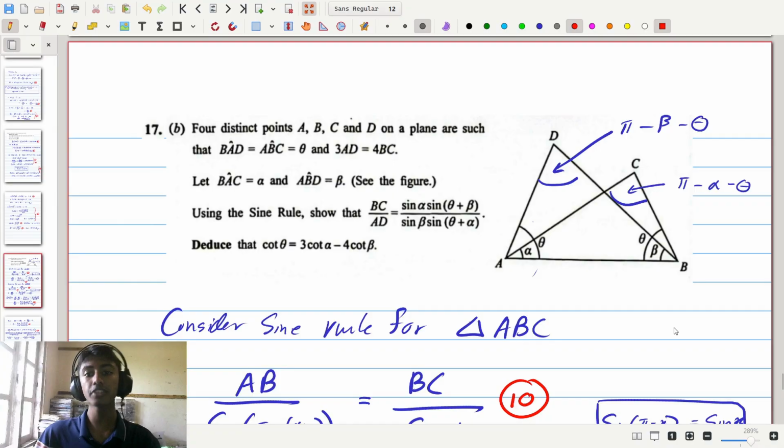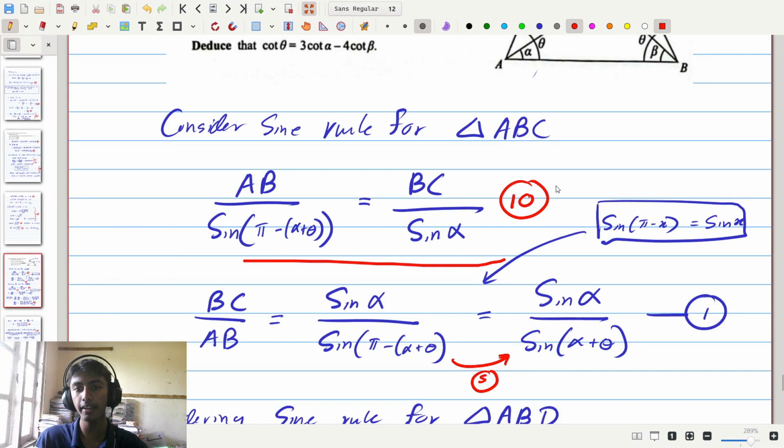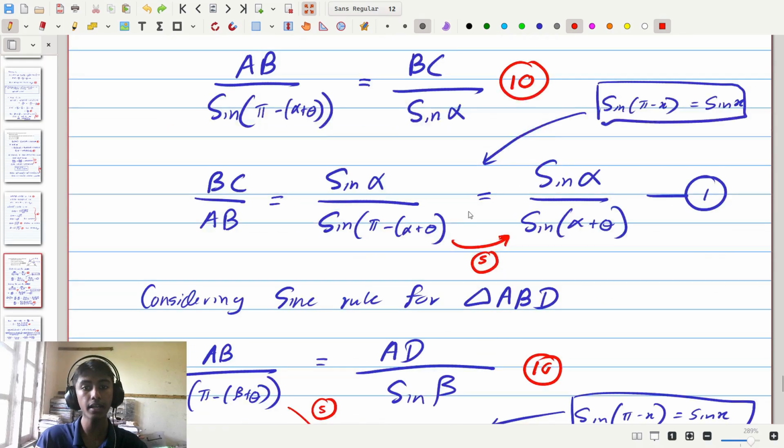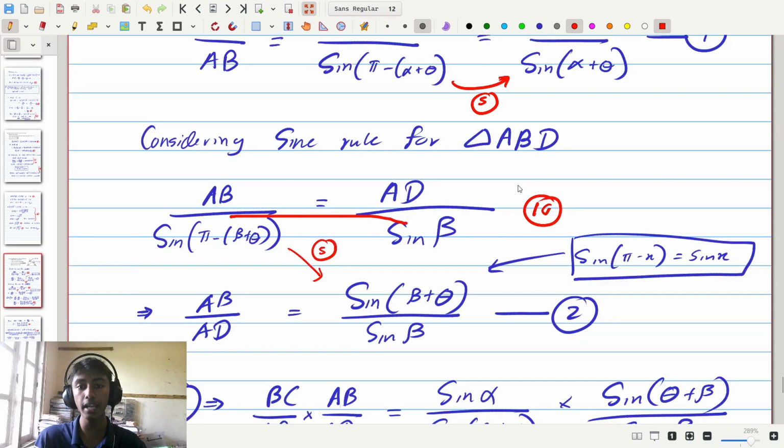Now finally, if we consider the marks order for this question, at the start, when you use the sine rule directly like this, you get 10 marks. And then when you simplify the sine of pi minus an angle into the sine of that angle like this, in order to get sine of pi minus alpha plus theta into sine of alpha plus theta, you get 5 marks. Similarly, for the other triangle, triangle ABD, when you apply the sine rule again directly, you get 10 marks. And then when you simplify this sine of pi minus beta plus theta into sine of beta plus theta directly, you get another 5 marks.